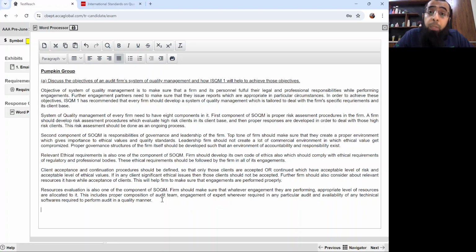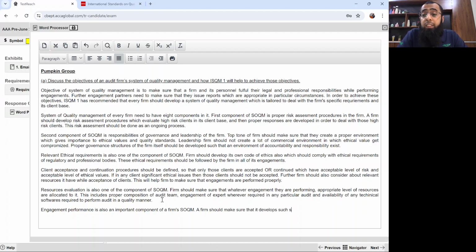Then comes the engagement performance, that whatever engagement we are performing, those engagements are performed in a proper manner. Now, what do you mean by engagements are performed in a proper manner? Like proper documentation is done for every engagement, proper supervision is done in every engagement, proper reviews are done in every engagement. We have to make sure that the engagements performed are in a proper manner. Okay, engagement performance is also an important component of a firm's SOQM.